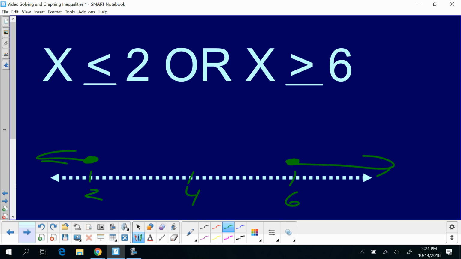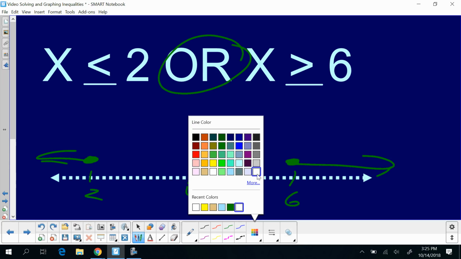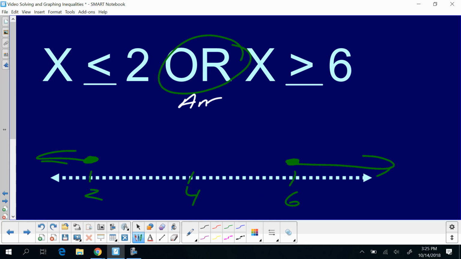If it is or, what I have graphed in green would satisfy the or. If I switch it and I had the term and, numbers that are less than or equal to 2 and greater than or equal to 6, there is no number that we have that is less than or equal to 2 and greater than or equal to 6. So if the term in the middle were and, it would be an empty set.